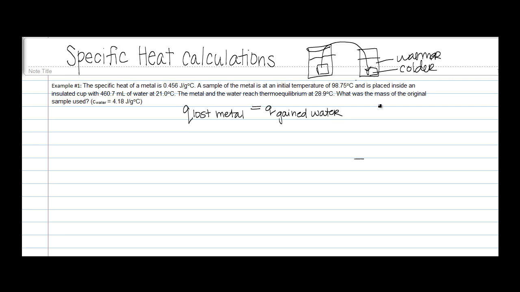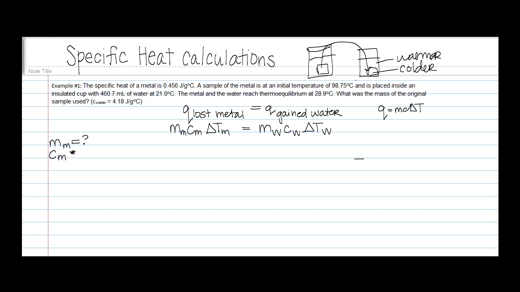Okay. And we know that Q equals mcΔT. So we can say that the m of the metal, the specific heat of the metal, and the change in temperature of the metal is equal to the m of the water, the specific heat of the water, and the change in temperature of the water. So now we need to go over here and define all those variables. So the mass of the metal, that's what we're trying to figure out. What was the mass of the original metal sample used?